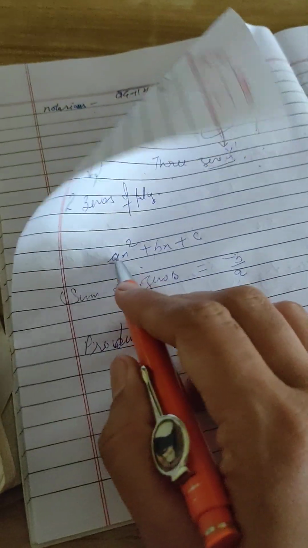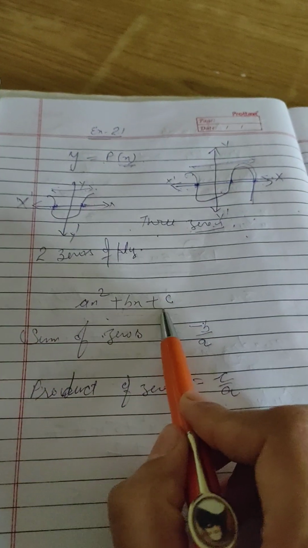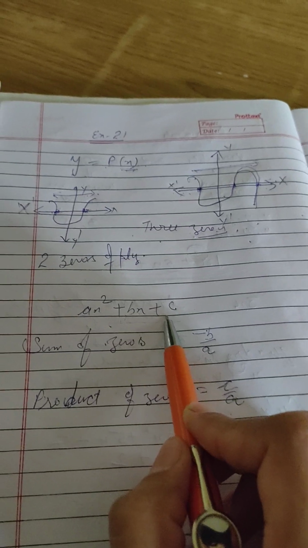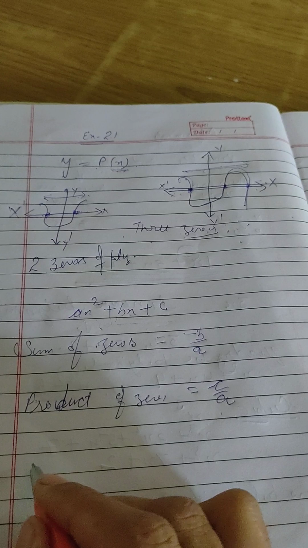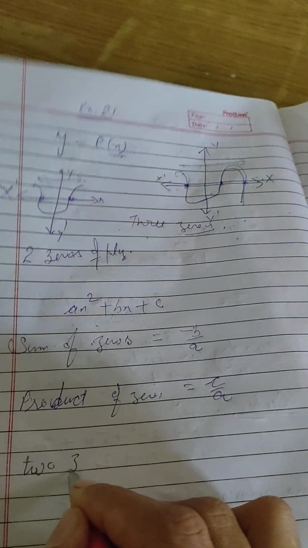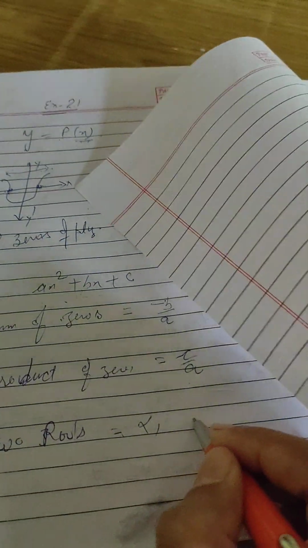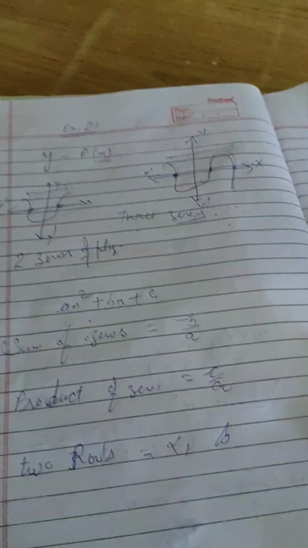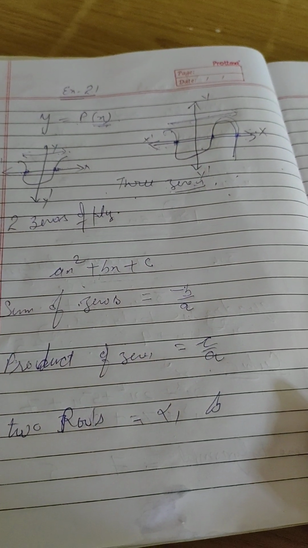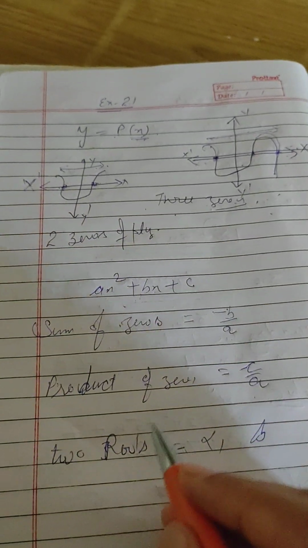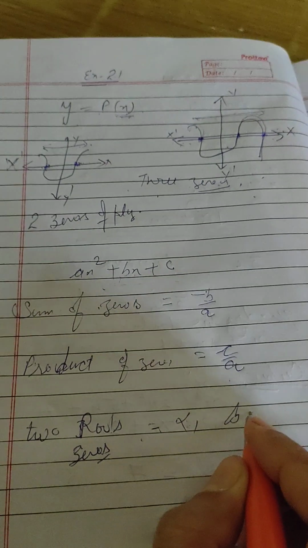This is a quadratic equation, ax square plus bx plus c. It has two zeros, or we can say it has two roots. Suppose this equation has two roots, named alpha and beta. These are the two zeros of the equation ax square plus bx plus c. We can say roots, we can say zeros also. These are the zeros, alpha and beta.